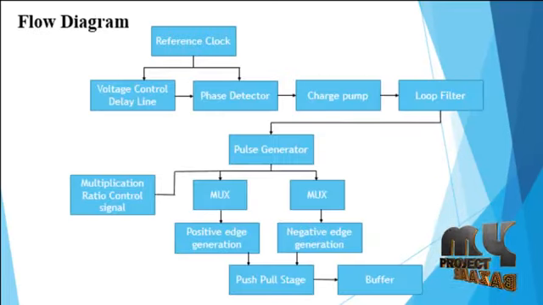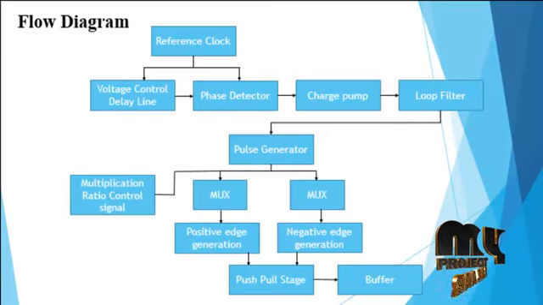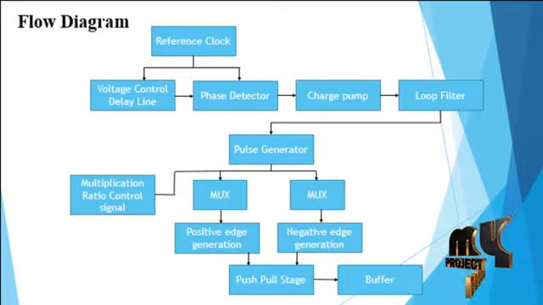Now we are going to discuss the flow diagram of our product. The flow diagram of our product can be implemented by four different modules. They are the DLL system, pulse generator, multiplication ratio control logic and edge combiner. The delay locked loop system contains a voltage controlled delay line, phase detector, charge pump and loop filter.